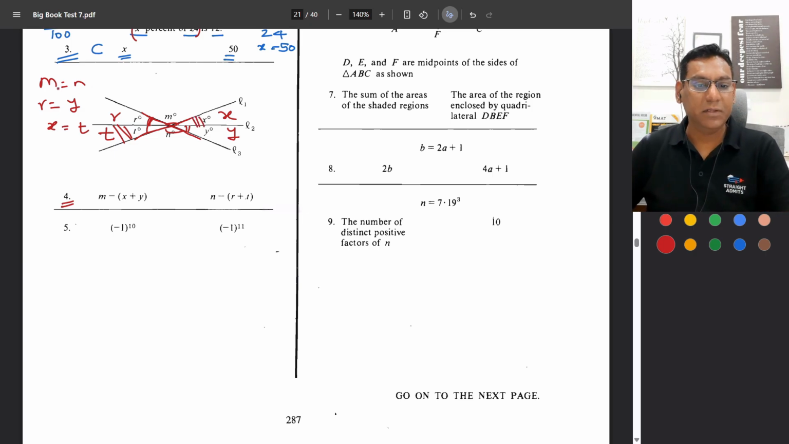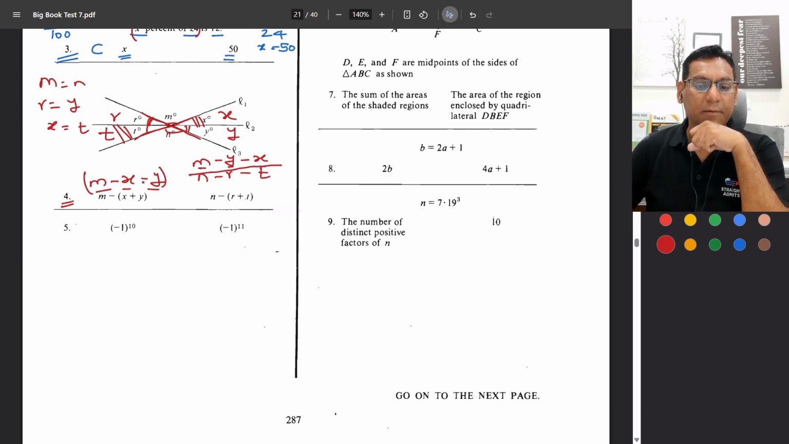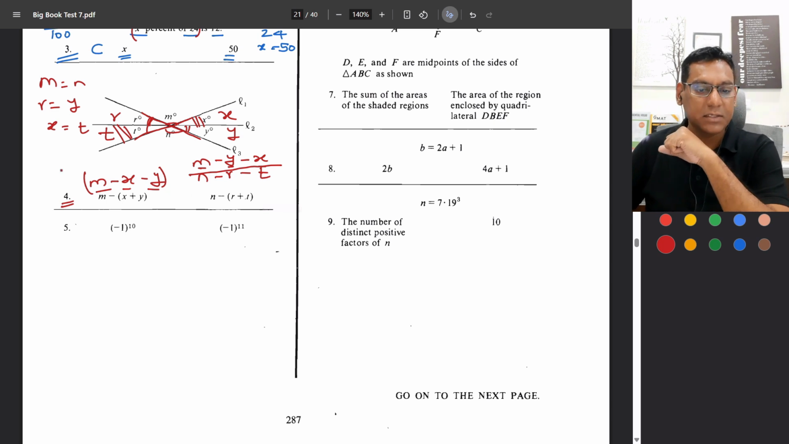Now let me get everything into M, X, Y. So this is M minus X minus Y. This is N minus R minus T. If I replace these terms here, so N is M, R is Y, and T is X. So I'm getting the same expression, M minus X minus Y, M minus Y minus X. Basically, X and Y, the order doesn't matter, right? So it's basically the same thing. So answer is going to be answer choice C. Okay. Question number 5, minus 1 raised to 10.